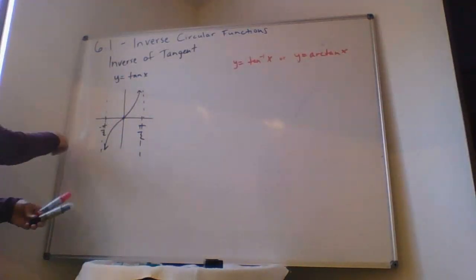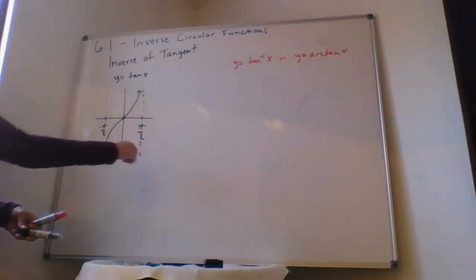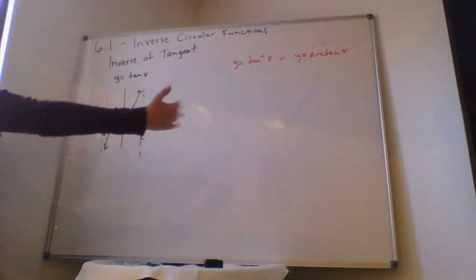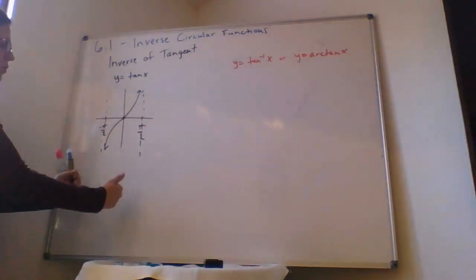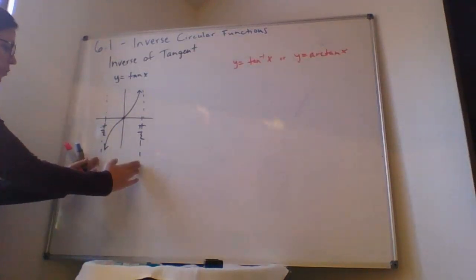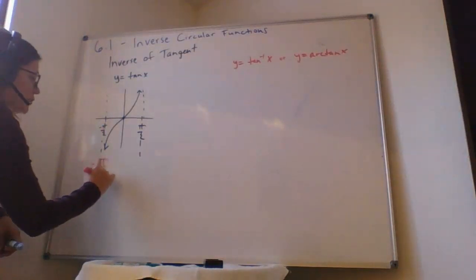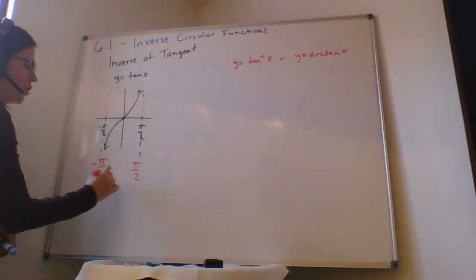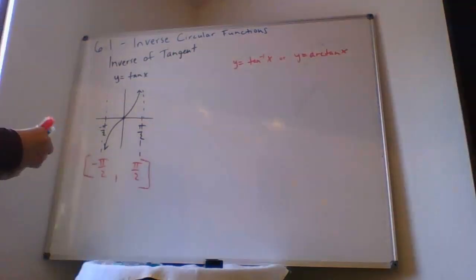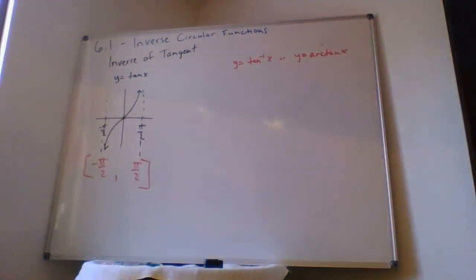Now we get additional replications of our tangent if we keep going. So we'd have the same curve over and over again because it's periodic with period pi. In order for this to be one-to-one, we're just going to restrict the domain to this natural interval negative pi over 2 to pi over 2. So notice this is the same as the sine inverse. So we have y equals tangent inverse of x, or y equals arctan of x.